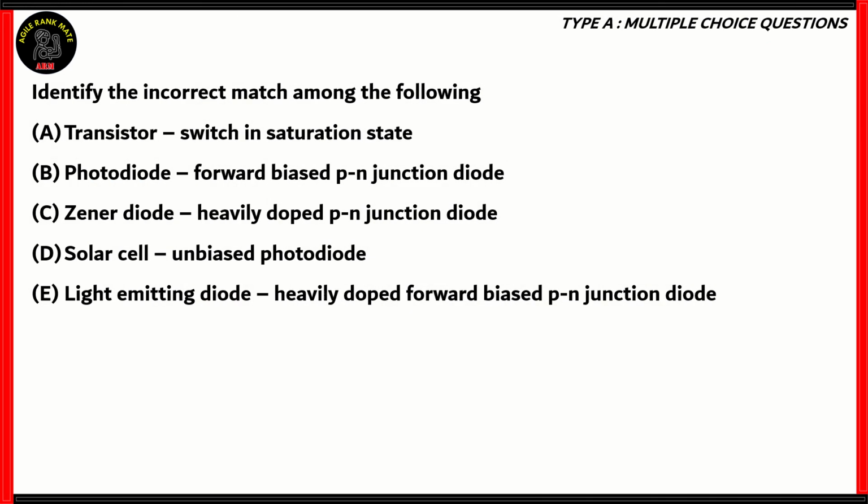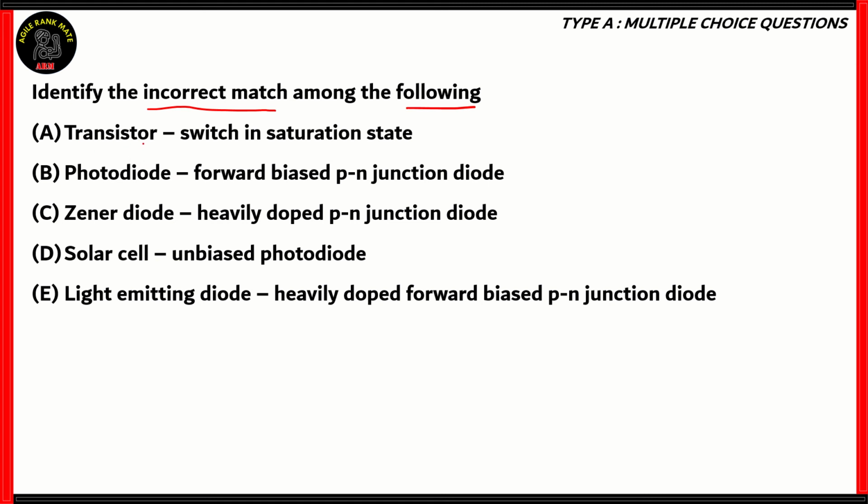Now let's look at the final question for this episode. This is a match type question. We need to find out the incorrect match among the following. So we have 5 objects made up of semiconductors and their characteristics on the other side. So let's look at each of the options.